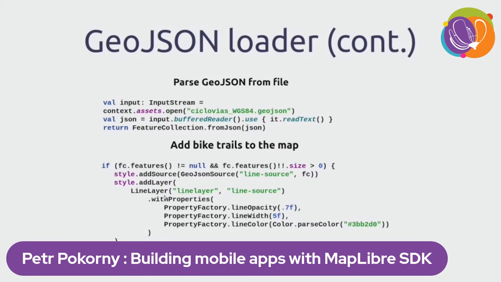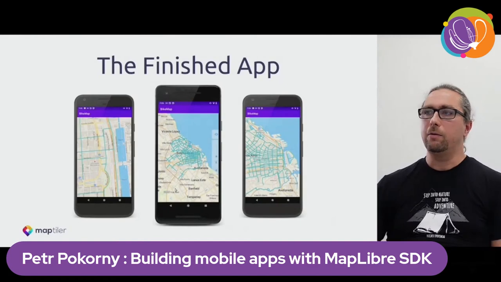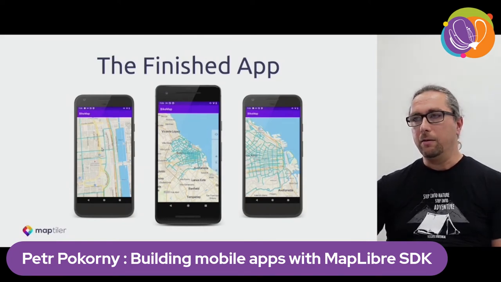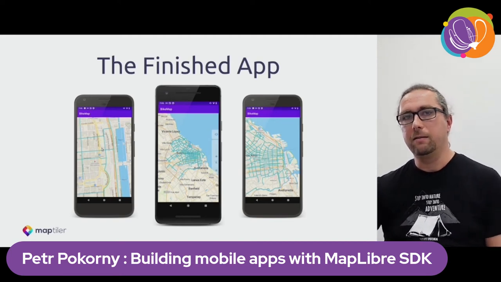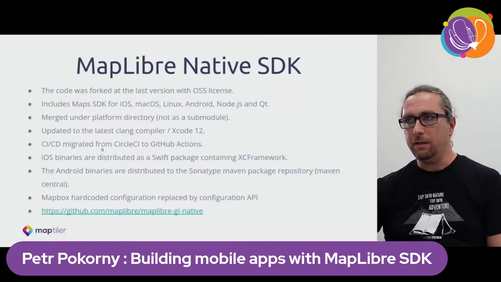And once we have the feature collection, we can add the source to the style and add the layer, which will link back to the source and will tell the SDK how to render the geometries from this source. And that's it. The application is pretty simple. It just shows a basic map, and on top of it there are just polylines rendered. So that's for illustration how you can build an application using this SDK.